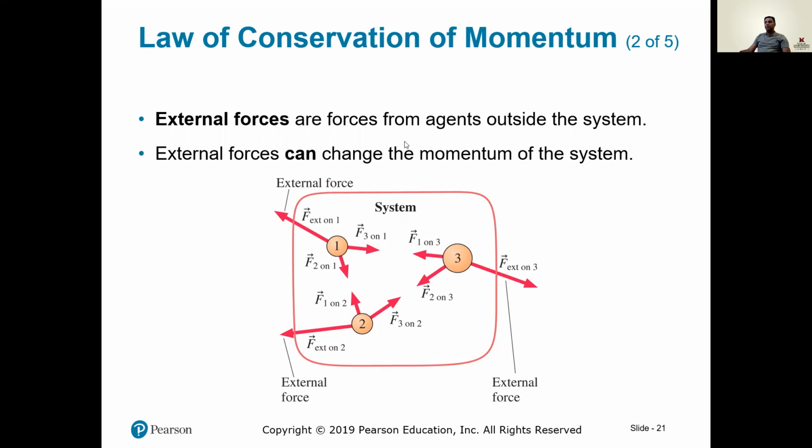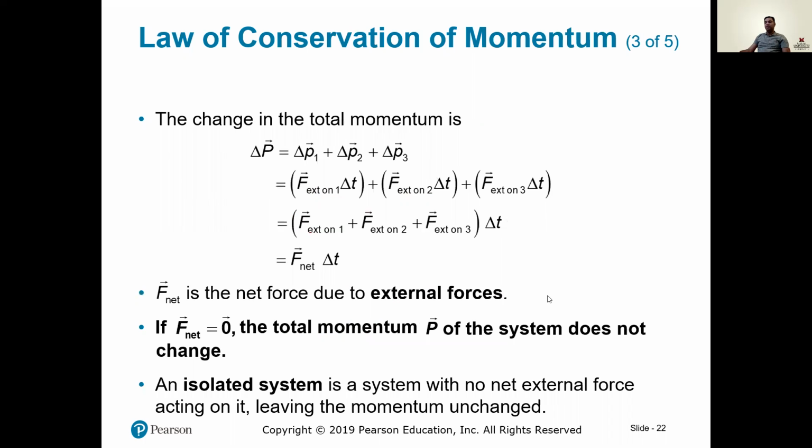So external forces are forces from agents outside the system. We already talked about it, right? So if you have an open system, then it will not work, of course. But if you do have external forces, then your net change of momentum will be equal to F net times delta t.